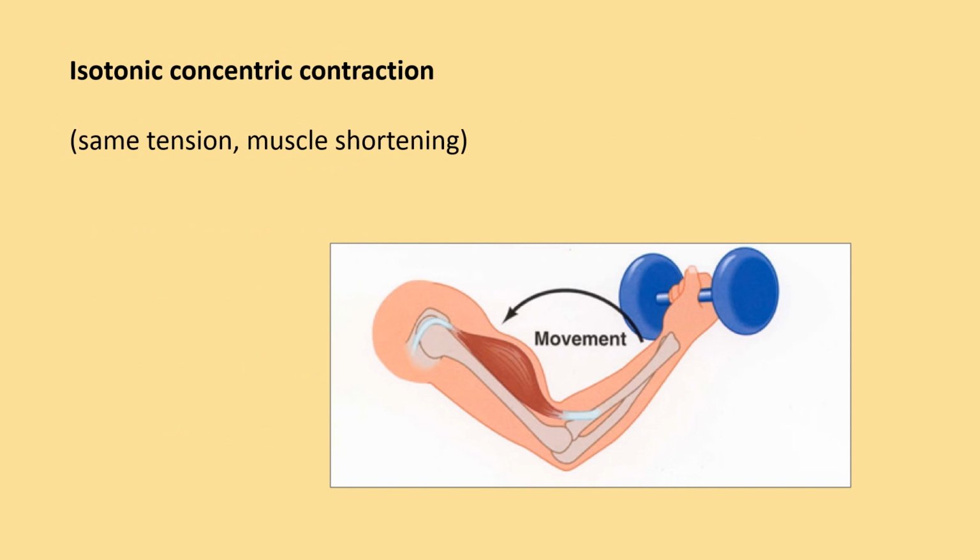So here's some new vocabulary. An isotonic concentric contraction refers to a muscle contraction where the muscle is generating the same tension over time and the muscle is getting shorter. So here, perhaps you'll recognize that the muscle we're using as a model for basic understanding is the biceps brachii.